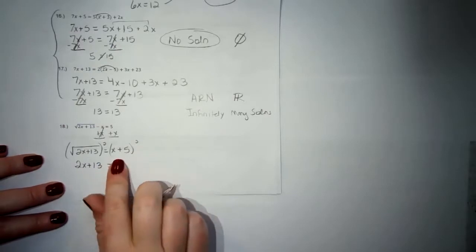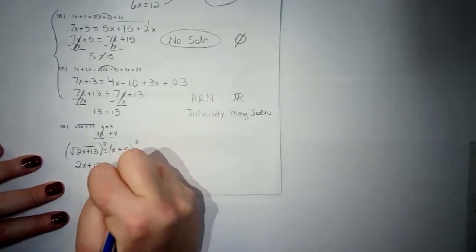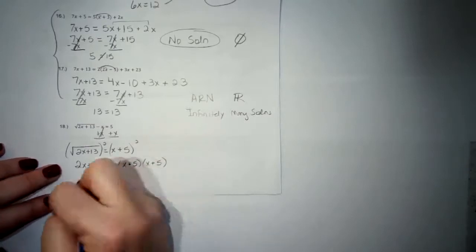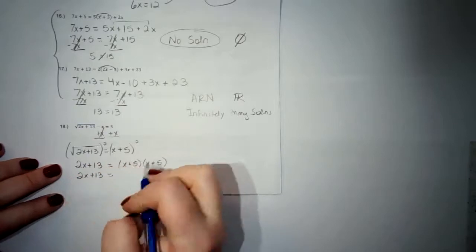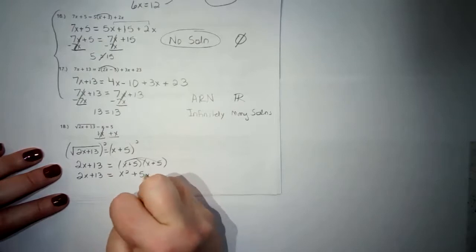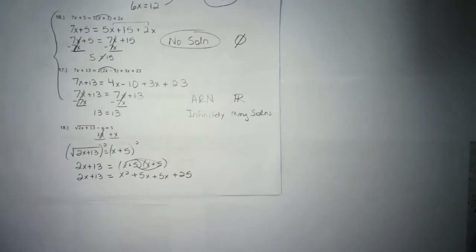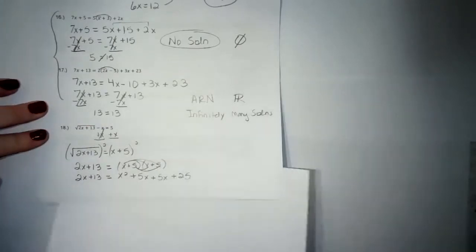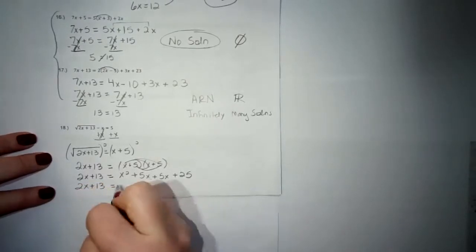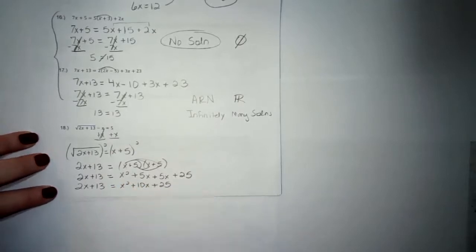plus 13. Okay, why did Alexis say gross? What does this mean? There's 2 of them. We have to foil. You have to actually move your little hands and do work. Okay, so x times x is x squared. And we have a plus 5x, another plus 5x, and a plus 25. Okay, slide this under here. Okay, so if we clean this up, 2x plus 13 equals x squared plus 10x plus 25.